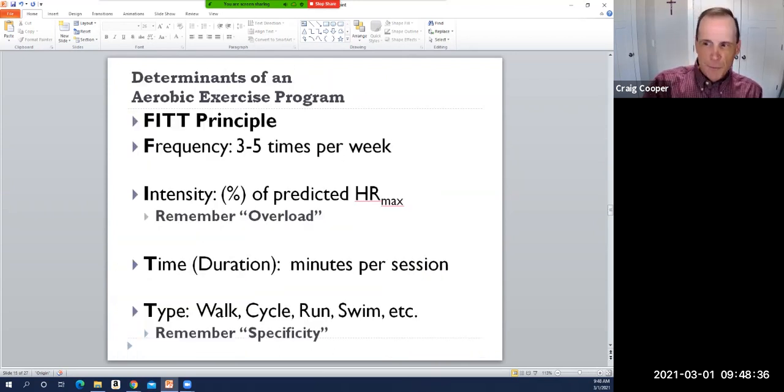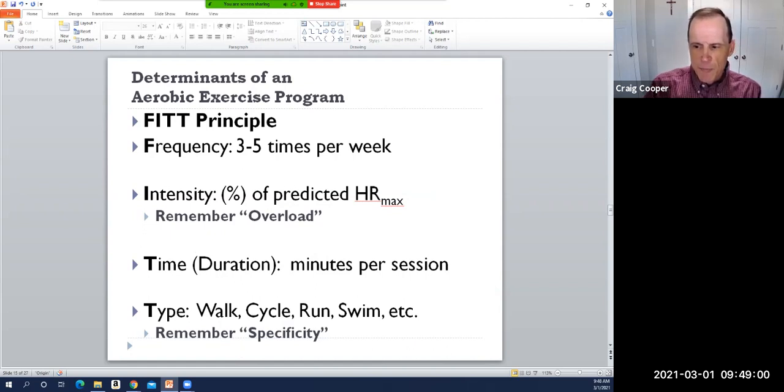All right, we've got our FITT principle. This is just kind of the short version of the FITT-VP. So with aerobic exercise, how often are you having them work? What's our intensity? And heart rate's the most common thing that we look at for intensity. We'll talk about some other ways to judge intensity here in just a sec. And then our time, and then our type.